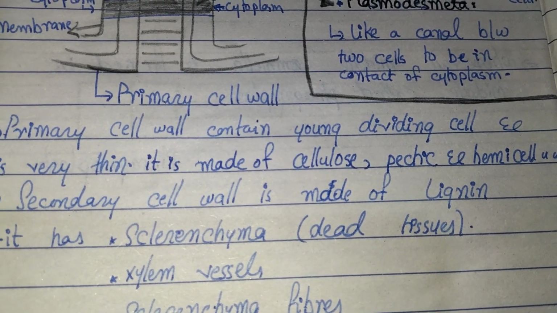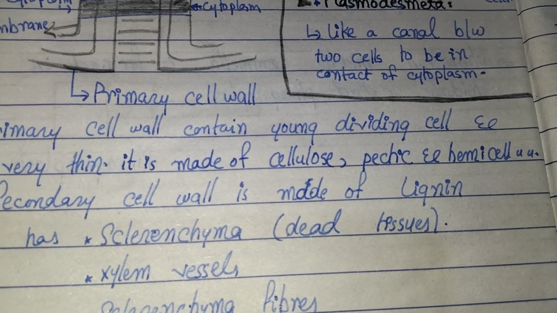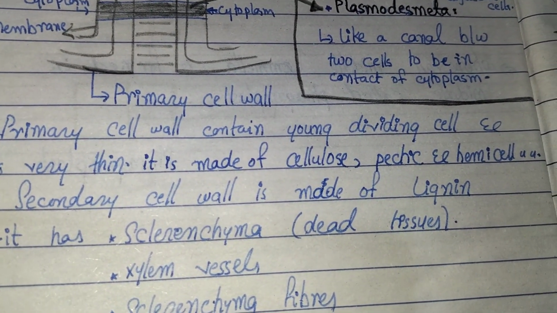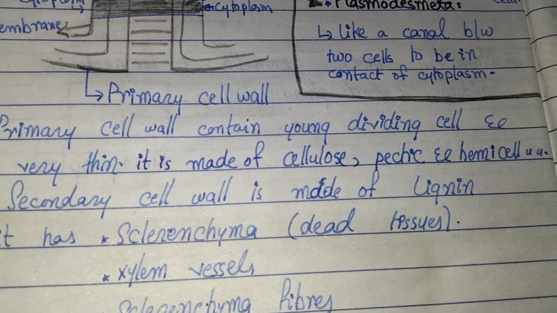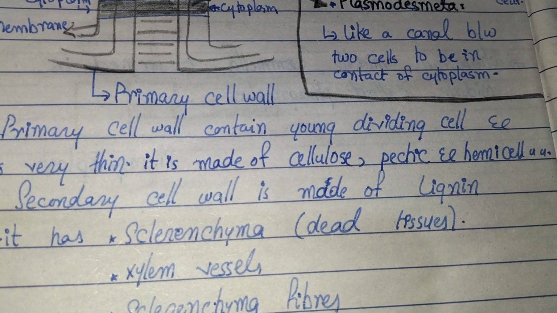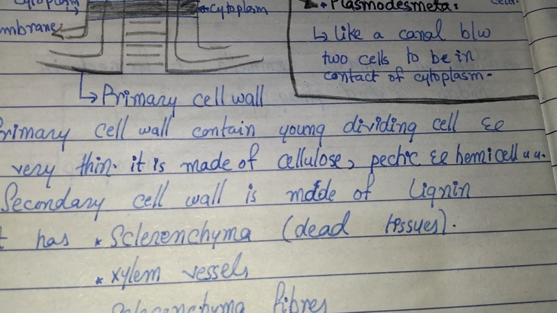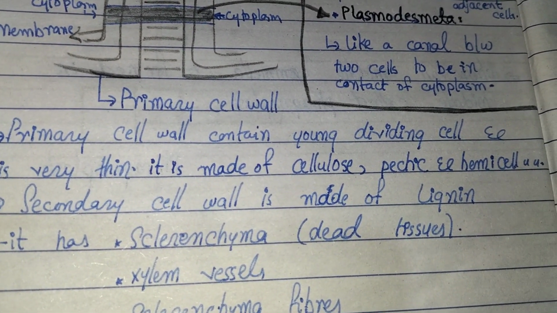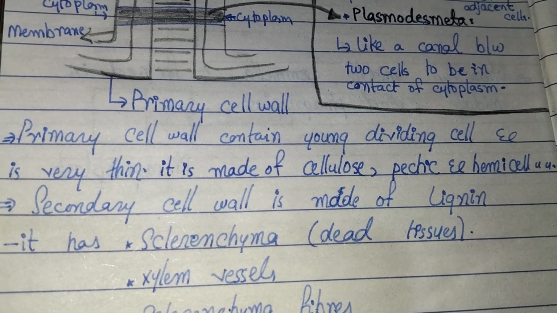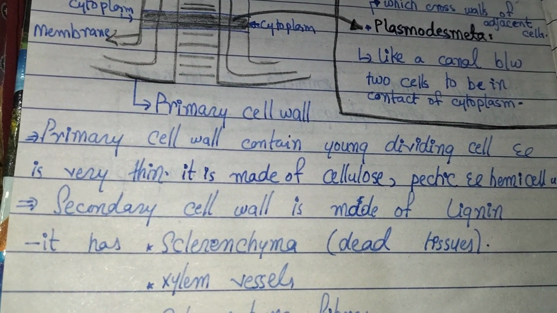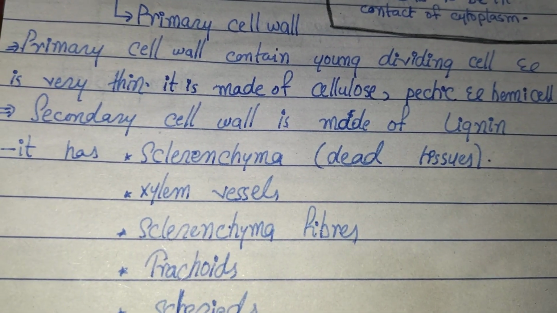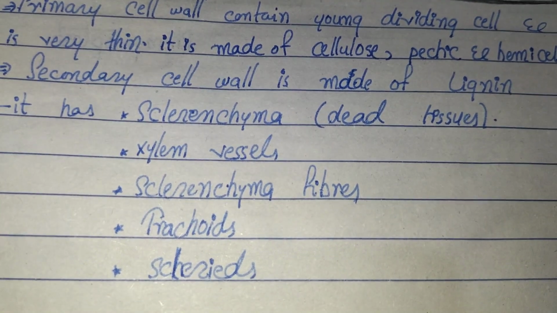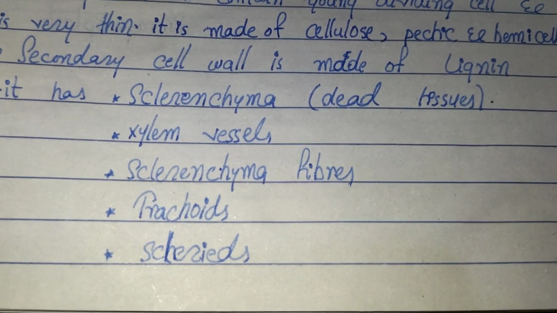The primary cell wall is found in young dividing cells, and it is very thin when not mature; when it becomes mature, it becomes thicker and rigid, and it is made up of cellulose, pectin, and hemicellulose. The secondary cell wall is made up of lignin, and it has sclerenchyma, which are known as dead tissues: xylem vessels, sclerenchyma fibers, tracheids, and sclereids.